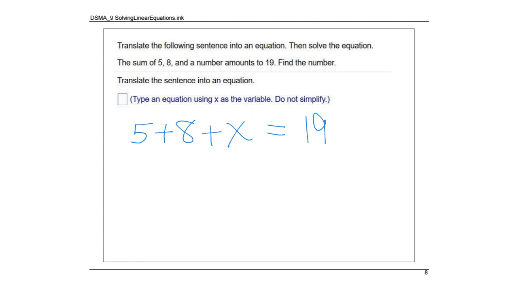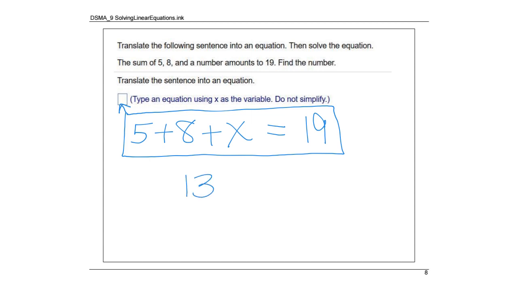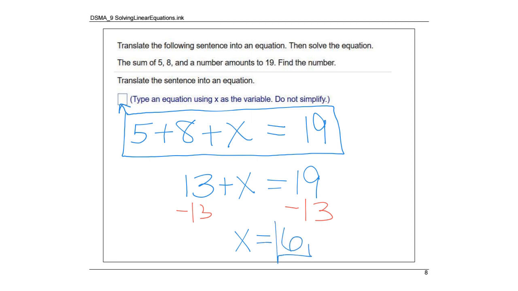For this first box, they literally want you to type all that in. They don't want you to simplify. They don't want you to solve. They just want you to put that into the answer box. But then they want you to solve. So 5 plus 8 gives me 13 plus x equals 19. I can subtract 13 from both sides, and that gives me that x equals 6. And that's going to be the second box.